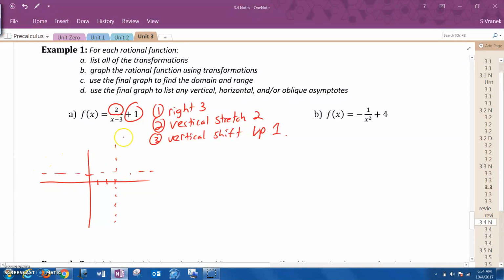And it's stretched. It's really hard to make it look stretched though, so you can just kind of sketch it like that. That's really all you have to do, is look for where the asymptotes go. So that's A.